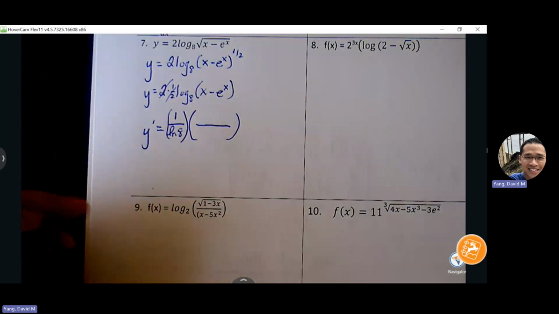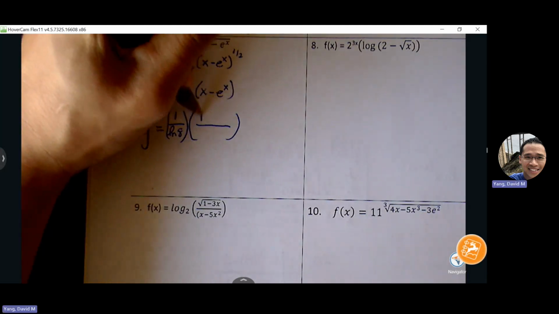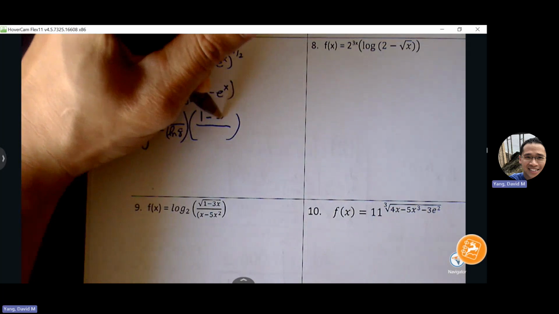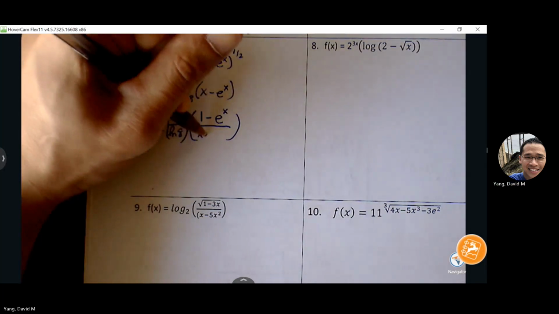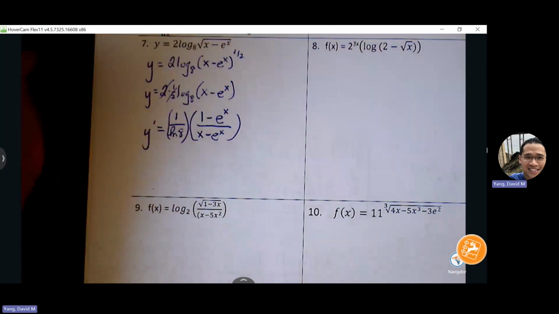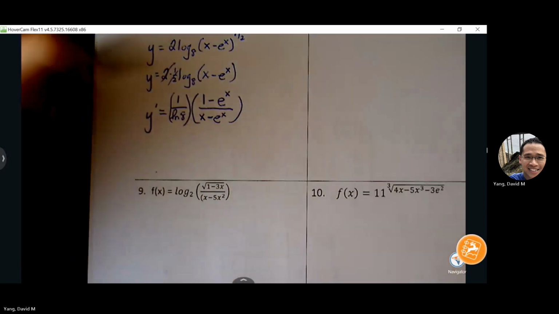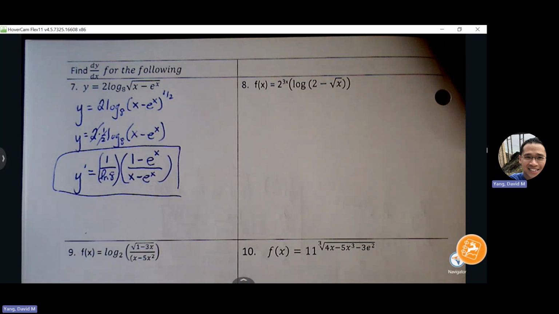So now we've gotten past the adjustments. Now U prime over U is what? What's the derivative of that parentheses? X becomes 1. E to the X becomes E to the X times 1, right? E to the U times U prime. So no changes, all over E to the X, right? Okay. That's your answer.